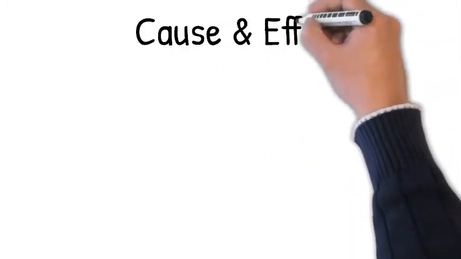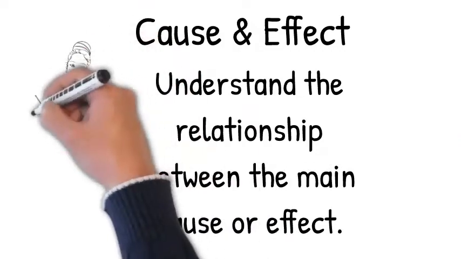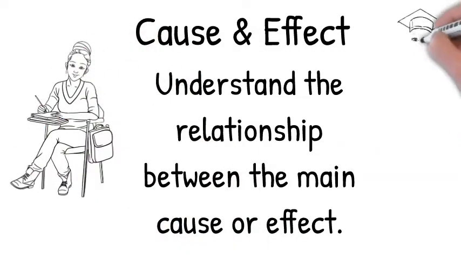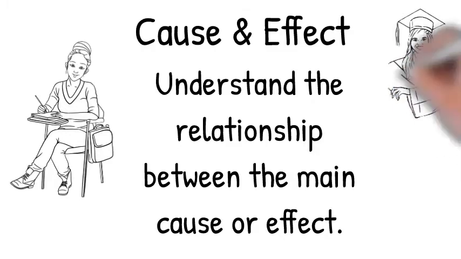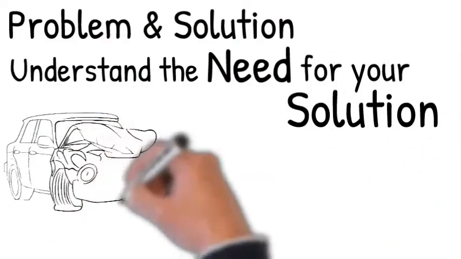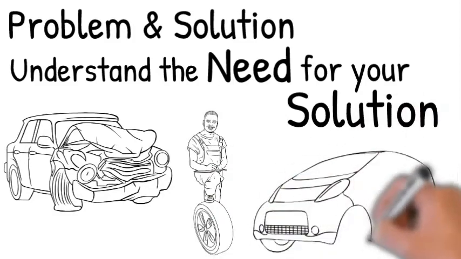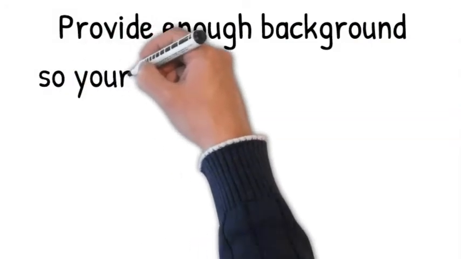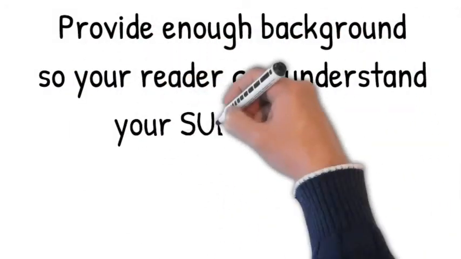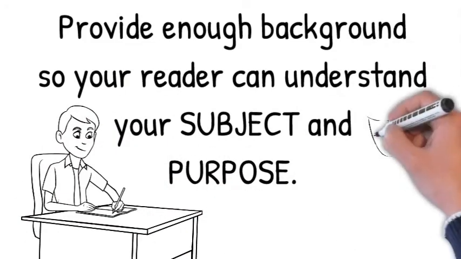If you are writing a cause and effect essay, you need to provide enough background so that the reader can understand the relationship between the main cause and effect. If you are writing a problem-solution essay, you need to describe enough of the problem so that your reader can understand the need for your solution. The main point is that the background information prepares your reader to clearly understand the subject of your writing and more fully understand your purpose.